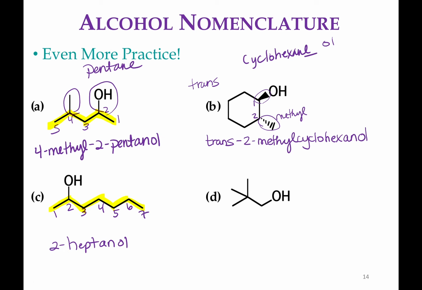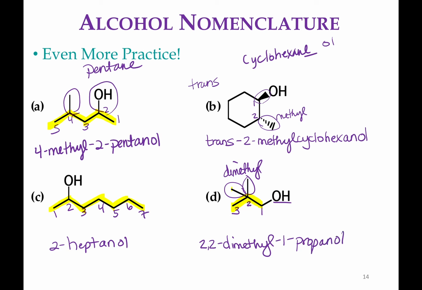And the last one is, let's see, 1, 2, 1, 2, 3, 1, 2, 3. No matter how you go, it's 1, 2, 3. So we have 3 carbons, 1, 2, 3. We have 2 methyl groups, dimethyl, and we have an alcohol. So 2,2 dimethyl. We have propanol, but it's at number 1.